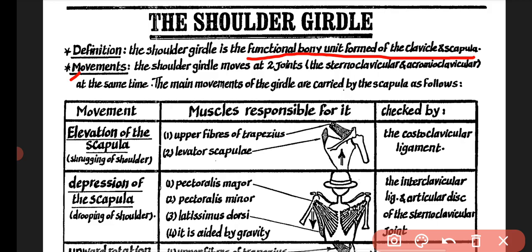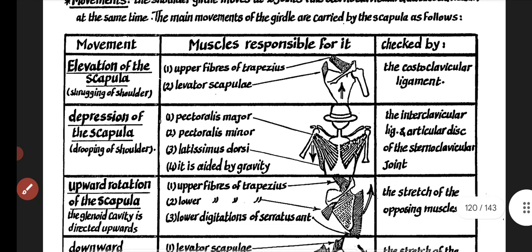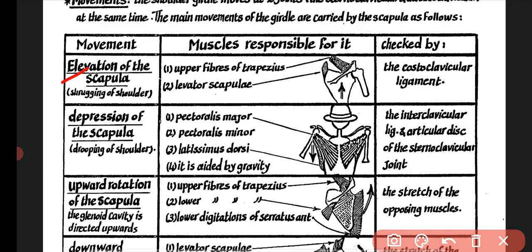Okay, what are the movements in the shoulder girdle? It moves at two joints: one is the sternoclavicular joint, the other is the acromioclavicular joint, at the same time. The main movement of the shoulder girdle is carried by the scapula. Okay, so what are the movements of the shoulder girdle? We'll see. One movement is the elevation of the scapula, that is shrugging the shoulder.